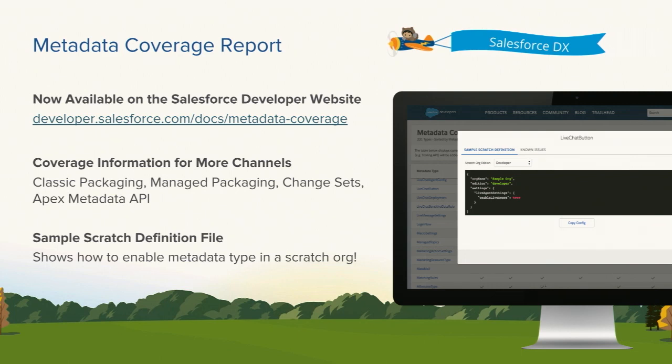Finally, by far my favorite update is that you can now view which metadata type is supported in a Scratch org. All you have to do is click on the metadata type in the report and see if it's supported or not and what the sample Scratch definition file would be. You can simply copy and paste this and put it into your own Scratch definition file to create Scratch orgs.